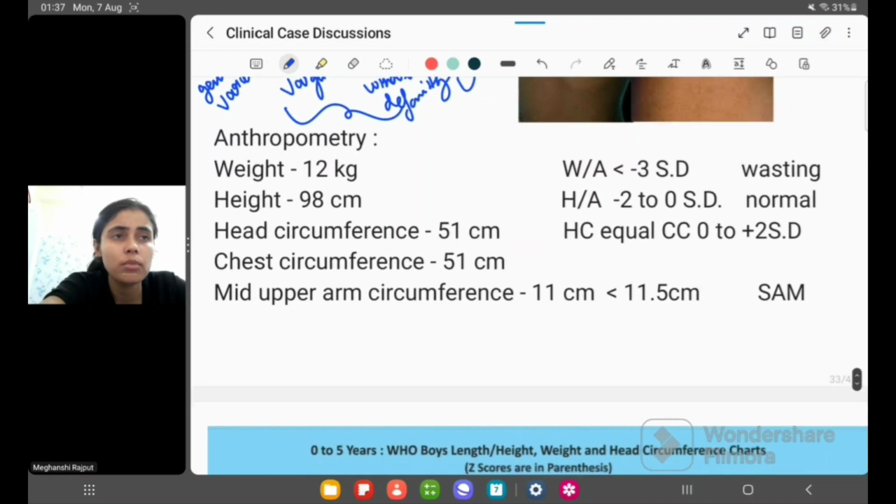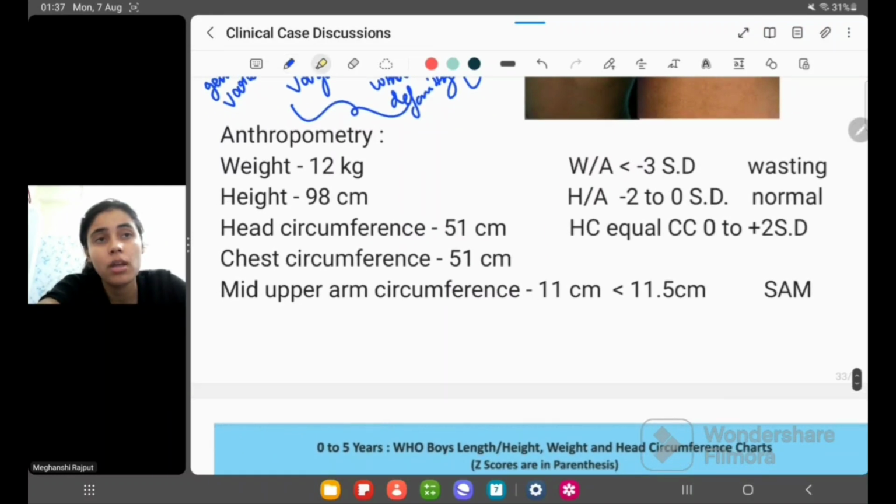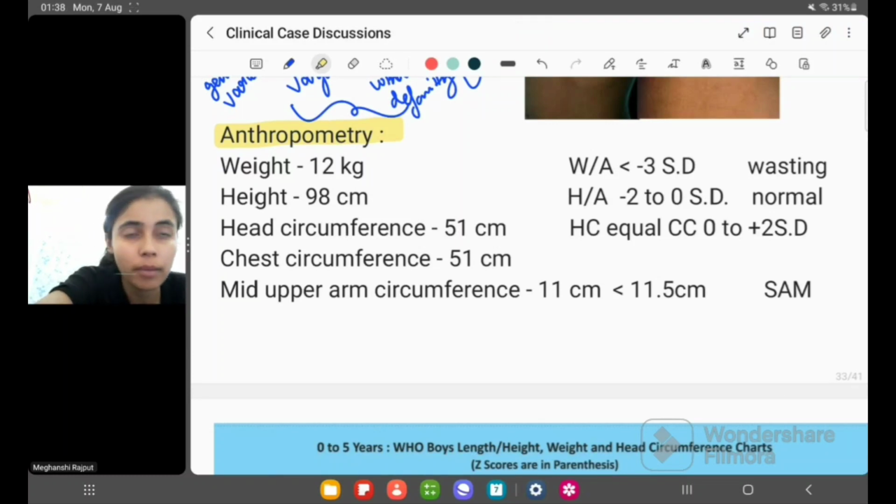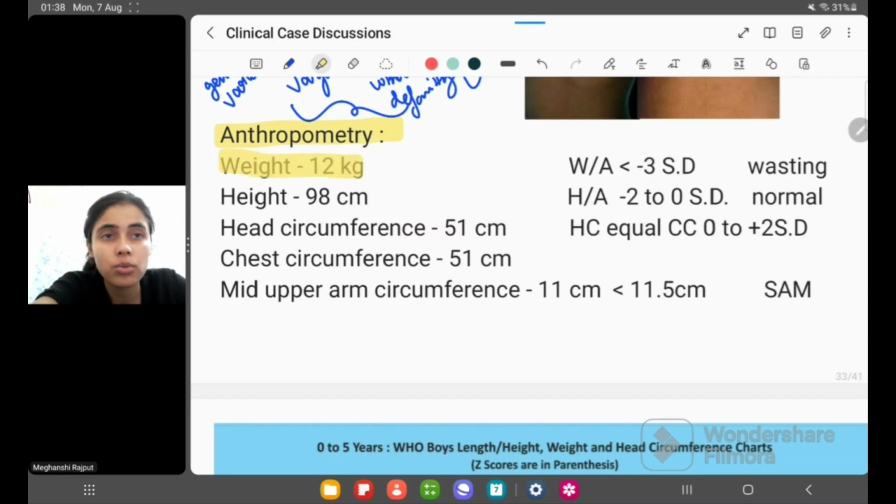Then moving on to anthropometry. You cannot choose to miss anthropometry. This is the most important. General physical examination is much more important than your systemic examination as well as your anthropometry. For every child, you need to consider the weight as well as the height. Even if the child is 16 or 17 years old, you still have to calculate the weight and the height, then plot it and calculate the BMI.